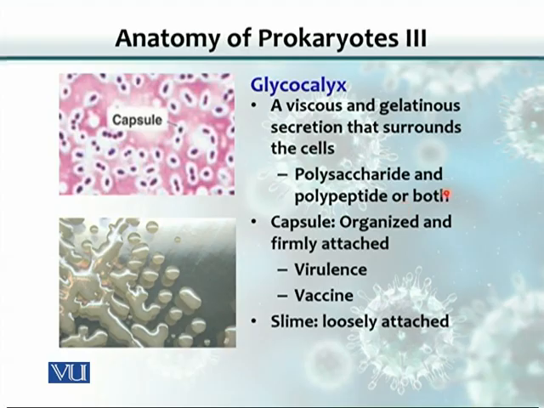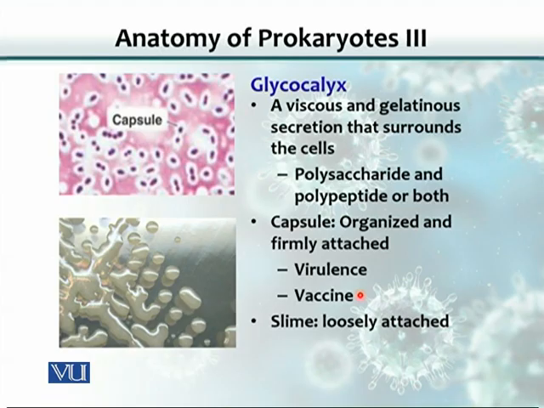And this variation, I will tell you, could be used for identification of bacterium. This glycocalyx is called a capsule when it is organized and firmly attached to the cell. We call that glycocalyx a capsule, and it has a role in virulence. Virulence is the ability of the organism to cause damage when it infects the body. And as I mentioned, the capsule could also be used for identification of the bacterium.